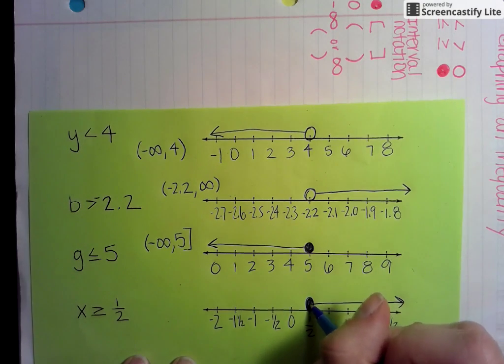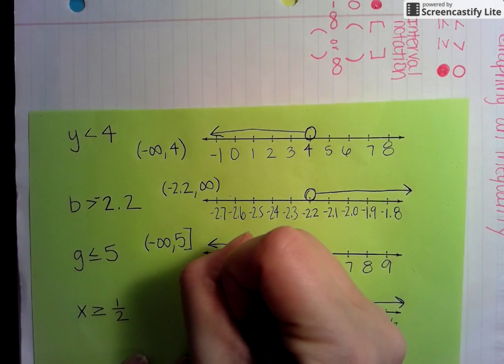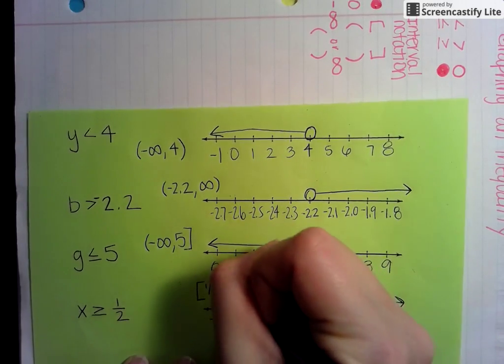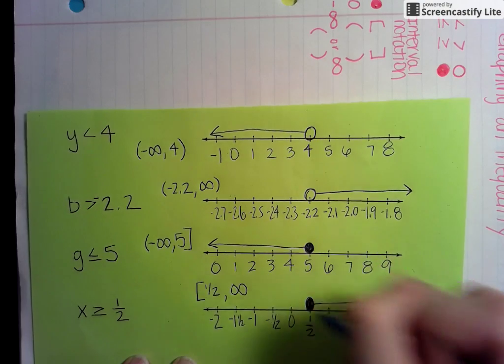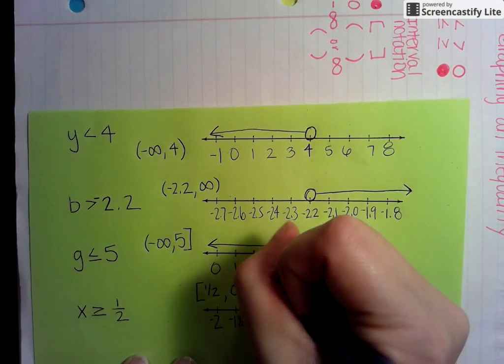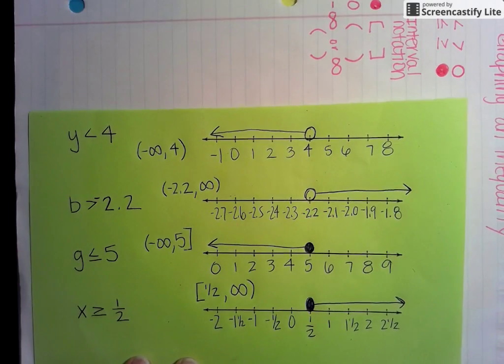So this time I want to read left to right, so I'm going to write a bracket because I'm including 1/2, comma, a positive infinity because I'm getting greater and I have all the numbers greater than 1/2, and then I have my parenthesis.